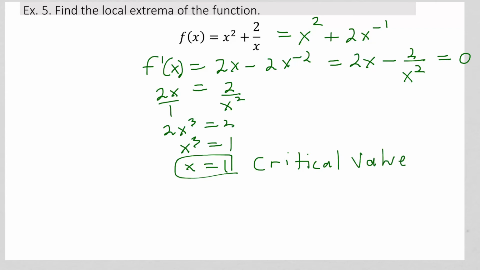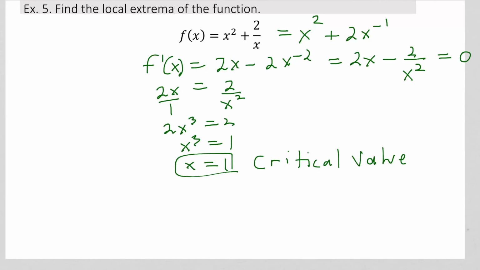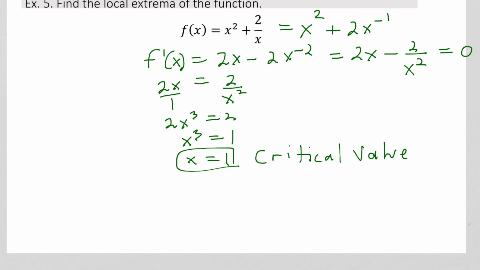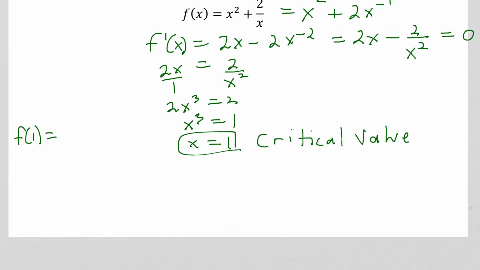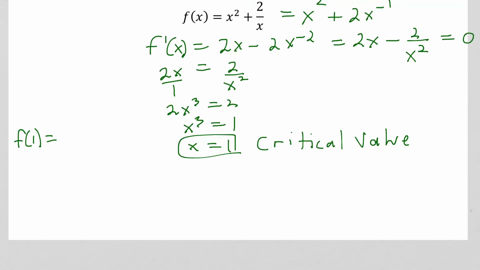Only one critical value for this function. All right, so we want to figure out how to classify that critical value there. Let's figure out what the y value is first of all. So we need f of 1. That would mean 1 squared plus 2 over 1. 1 plus 2 is 3. So we have the point (1, 3).